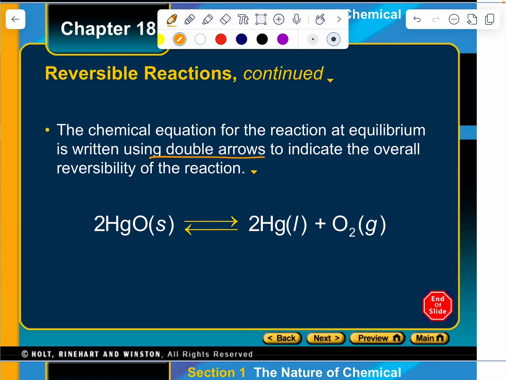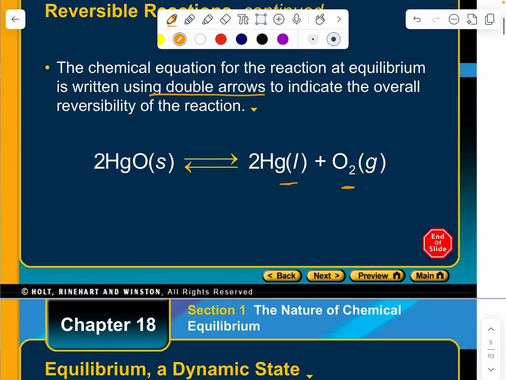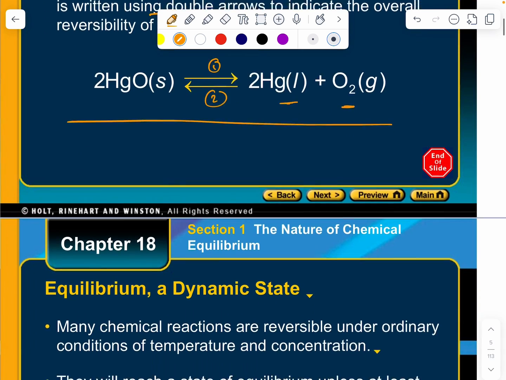So if we want to describe this reaction here, we say that in the forward reaction, the mercury oxide is decomposed to mercury and oxygen. Also, oxygen will react with mercury to give mercury oxide. Good. So here we have the forward reaction, this one here, and we have another reaction, which is the backward reaction. Both together make a reversible reaction.